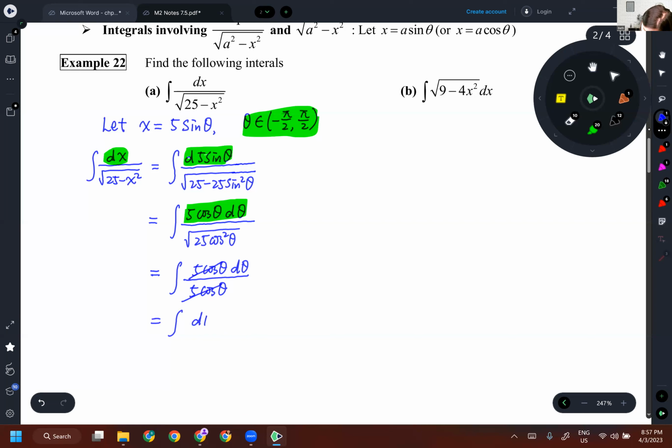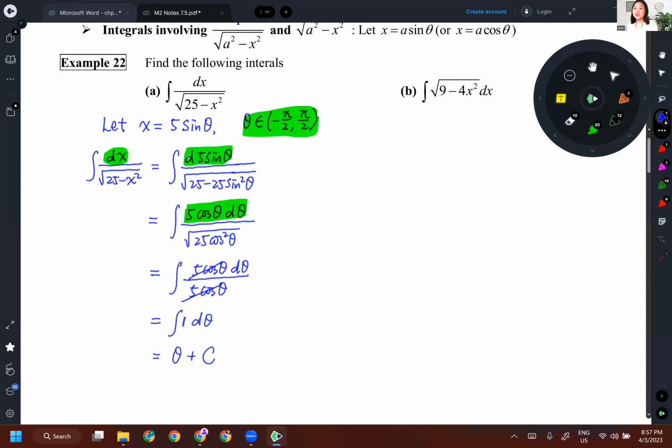You get d theta, and this function becomes 1. You don't have to write the 1. And then if you integrate this, that's theta plus c. Okay, so integration is done.